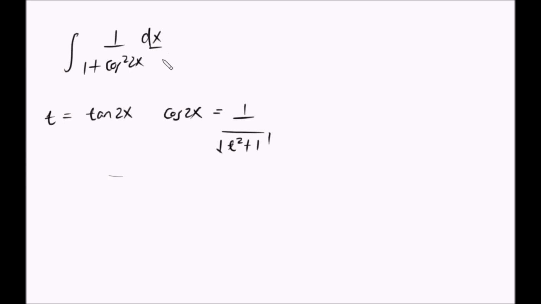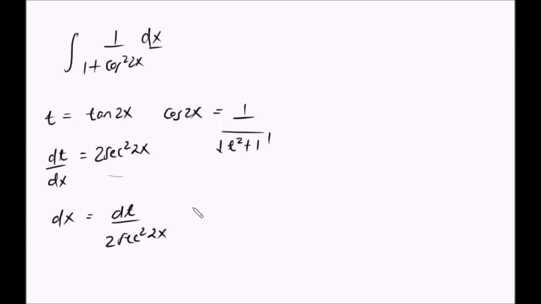So now we want to get the dx. To get the dx, just differentiate t with respect to x. So utafanya mwenyewe by chain rule. That will be 2 sec squared 2x. So if I make dx the subject, dx itakuwa ni sawa na dt over 2 sec squared ya 2x.